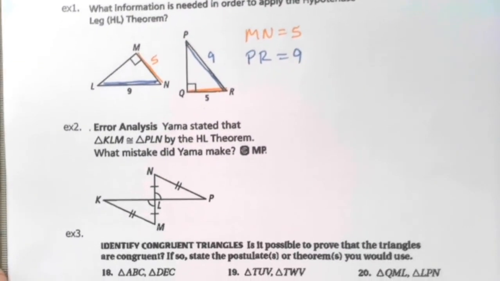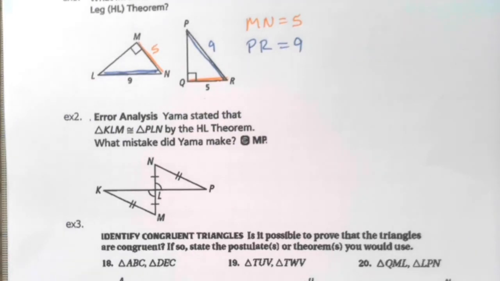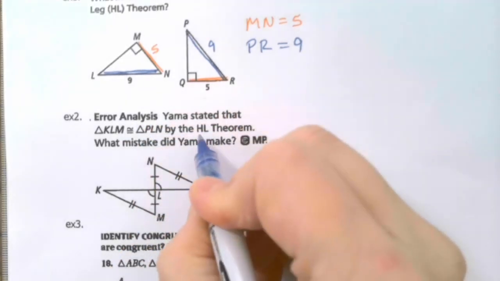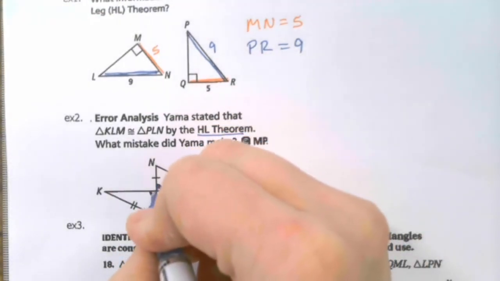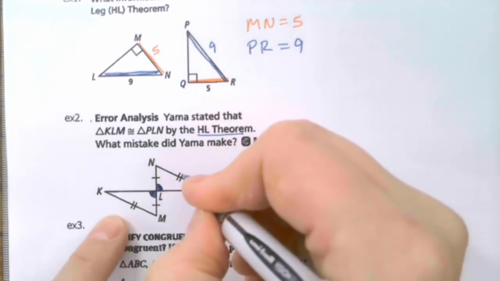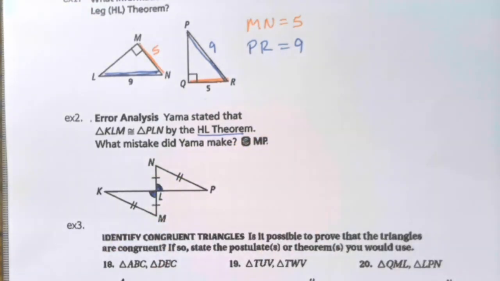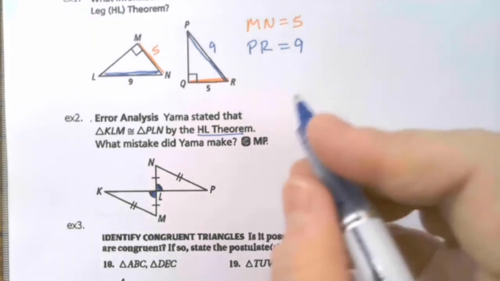All right, number 2, error analysis. Yama stated that triangle KLM is congruent to triangle PLN by the hypotenuse leg theorem. What mistake did Yama make? Okay, so what's a little deceiving about this is the fact that they look like they're right triangles, but it doesn't actually say that they're right triangles, and hypotenuse leg is only good for right triangles. So the problem is here and here. We have what looks like a hypotenuse that matches and a leg that matches, but we don't have right triangles.